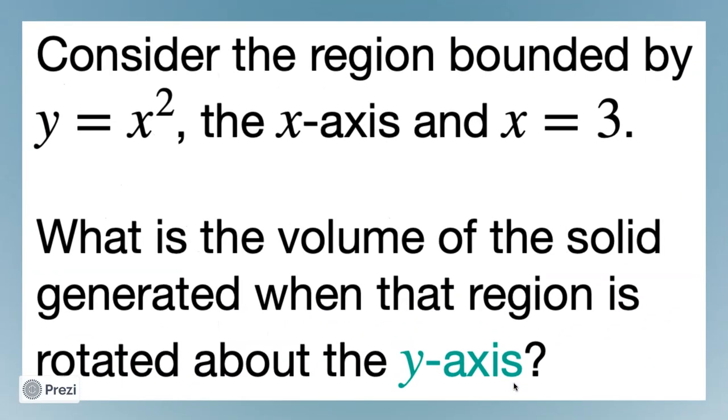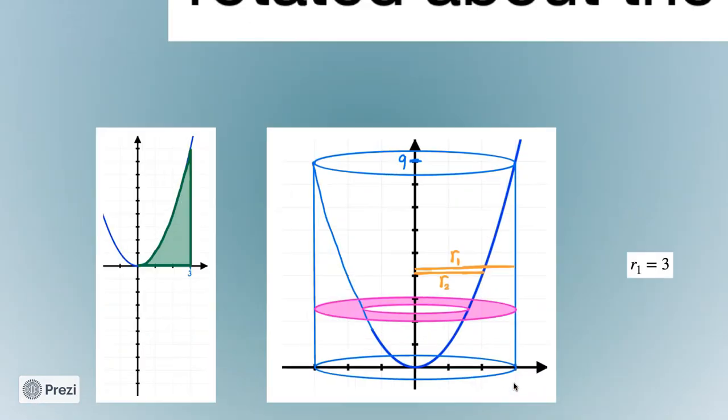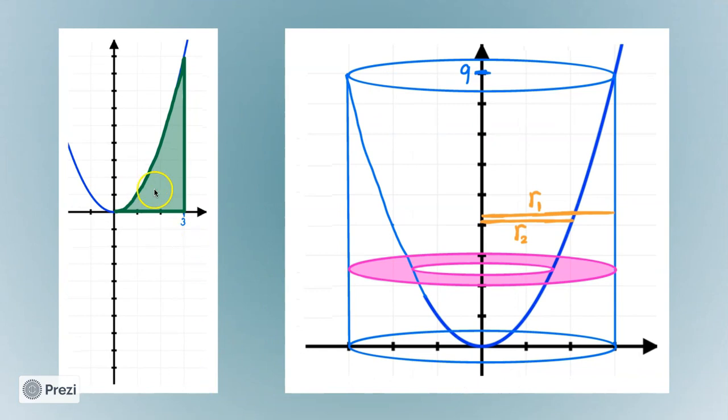We have exactly the same region as before. The only difference in this question is that we are rotating that region about the y-axis. What happens when we rotate about the y-axis? The volume we obtain is significantly different from earlier. This looks maybe like a glass. It is hollow here, and it is full here and there.